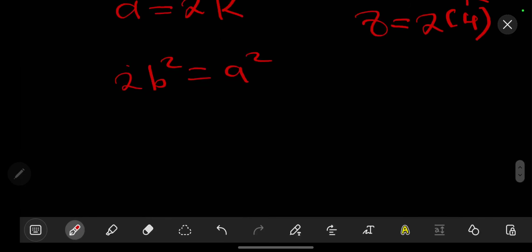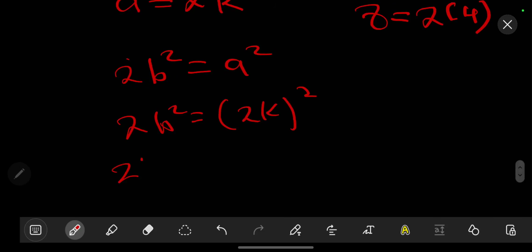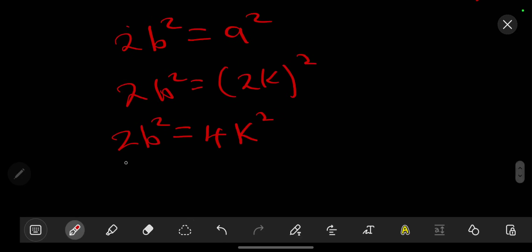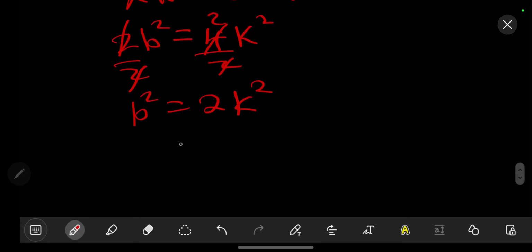So, this a is equal to 2k. Where there is a, we put 2k. So 2b squared should be equal to 2k, squared. This gives us 2b squared equals 4k squared. Then let's divide both sides by 2. This gives us b squared equal to 2k squared, since 4 divided by 2 gives us 2. So we can say already b has a common factor of 2.